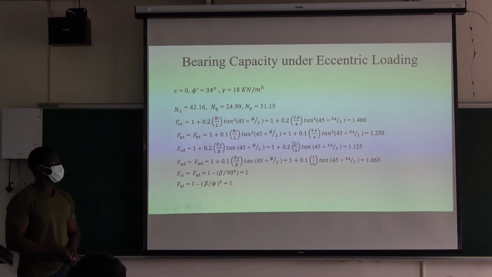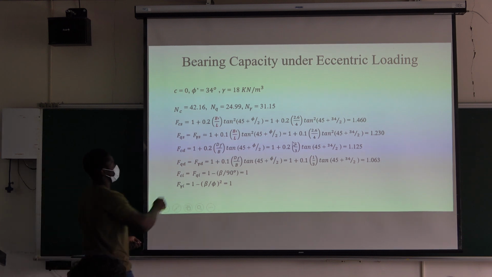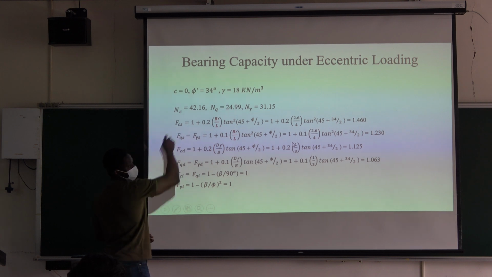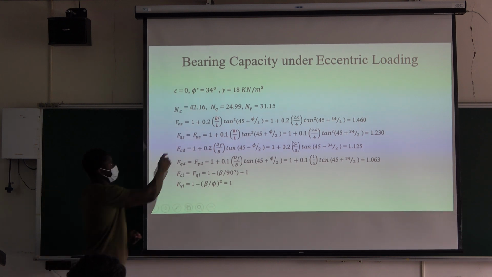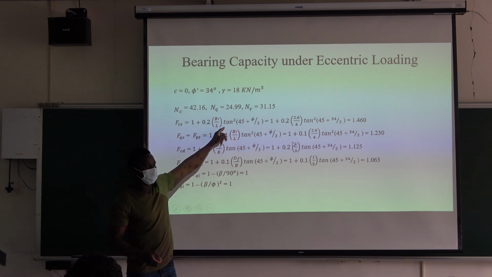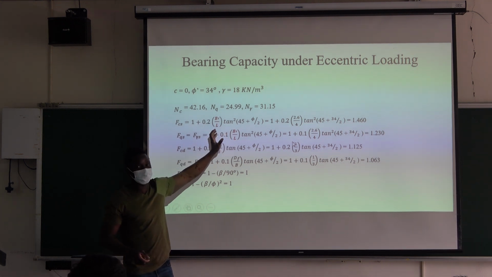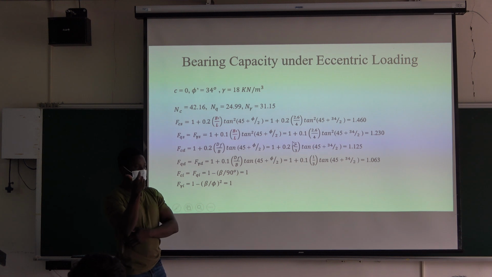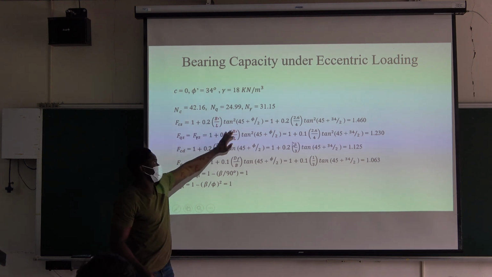So the B prime will actually affect these 3 values. When you try to calculate this, and this, now you use B prime and not B, because these are shape factors. They are affected by the shape of the footing. So you have to change this and this to B prime.